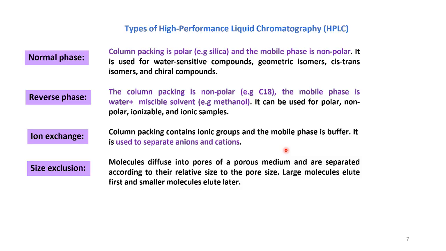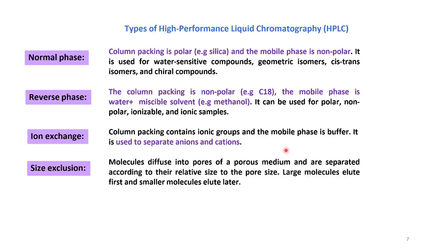Again, there are different types of HPLC. In the normal phase, we have a polar column packing, for example silica, and the mobile phase is non-polar. This is used for water-sensitive compounds, geometric isomers, cis-trans isomers, and other compounds. Then we have reverse phase, in which the column packing is non-polar, and the mobile phase is water plus any miscible solvent, for example methanol or ethanol. These are mixed in a ratio of 50% or 80-20%, depending upon our requirement. These can be used for polar, non-polar, ionizable, and ionic samples.